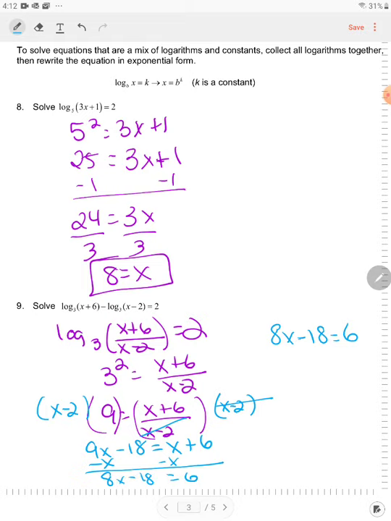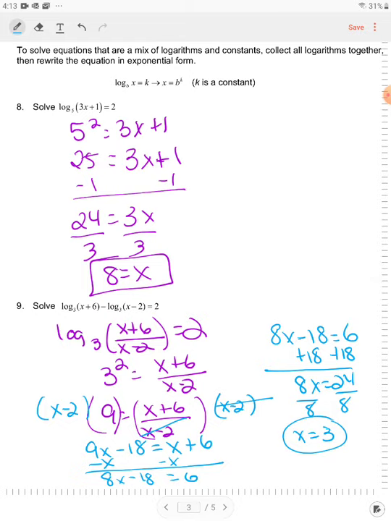Then add 18. 8x equals 24. Divide by 8. So x equals 3. Again, make sure when I plug it in, I'm not going to get 0 or negative. 3 plus 6 is 9. That's good. 3 minus 2 is 1. And again, we could use our graphing calculator, but what we really want to watch out for is an answer that's not in the domain.